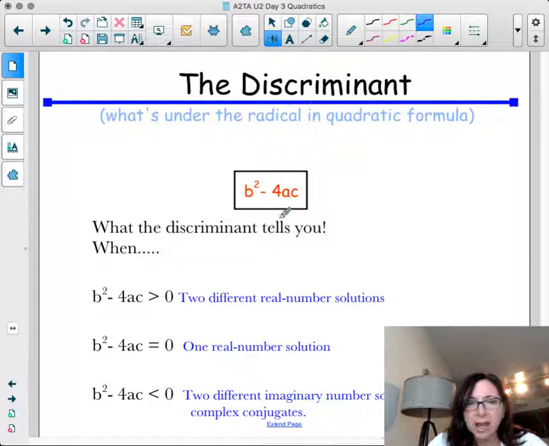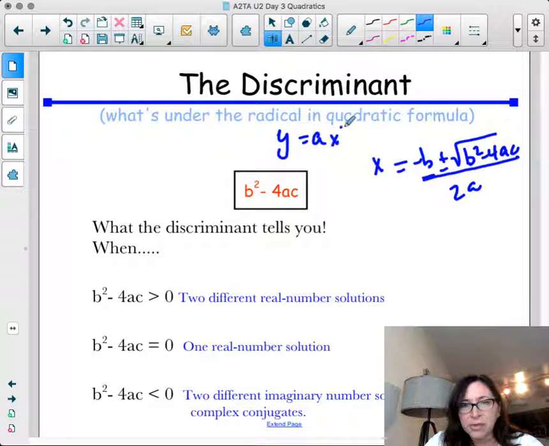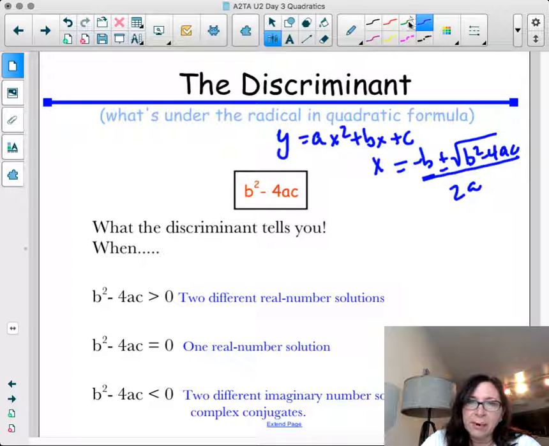The discriminant we talked about a couple of days ago. What you need to remember is that the discriminant is b squared minus 4ac. It comes from the quadratic formula, where x equals the opposite of b, plus or minus the square root of b squared minus 4ac, all over 2a. And that comes from the general equation of a parabola, y equals ax squared plus bx plus c. Now, this part right here, that is your discriminant, okay?